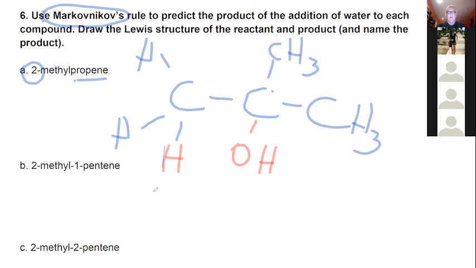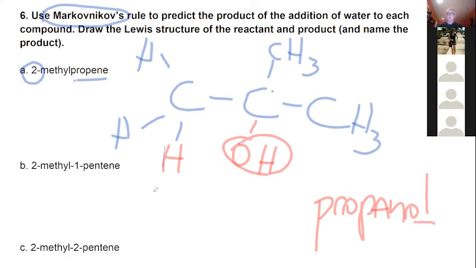So it's got 3 carbons. So what would be the root? Propane. So we go pro, pan, ol, because it's now an alcohol. So we say propanol.